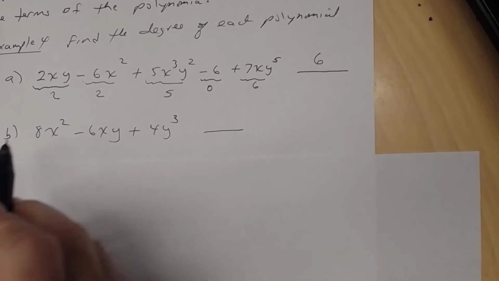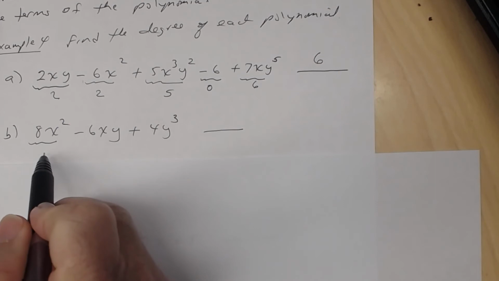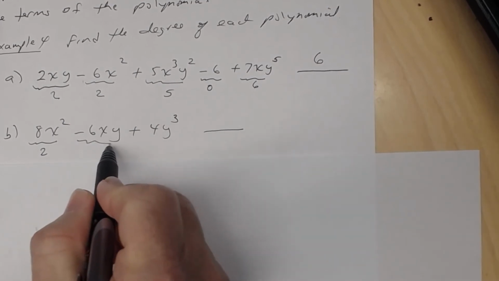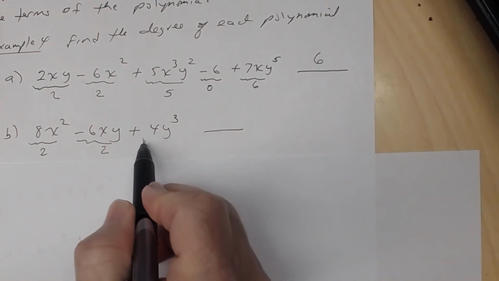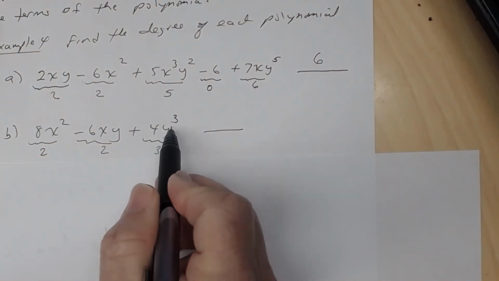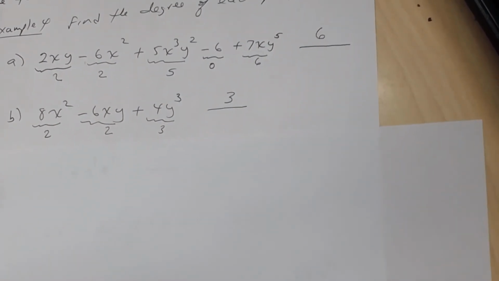Okay, next one. In this polynomial, the first term is 8x squared. There's only one variable. The degree is 2, the exponent. Here, negative 6xy. 1 plus 1 is 2. Here, 4y cubed. The degree is 3. There's just one variable. The largest of 2, 2, and 3 is 3. The degree of this polynomial is 3.